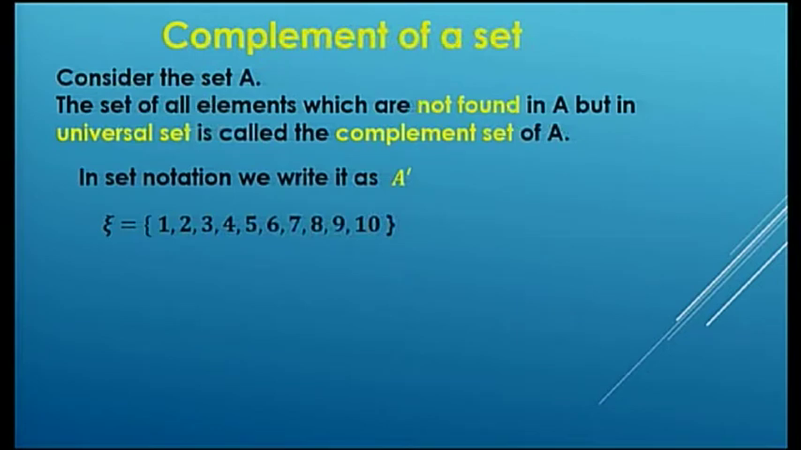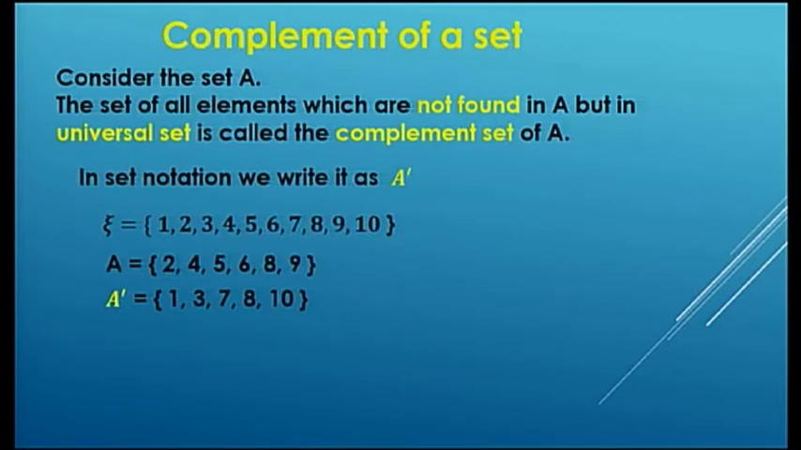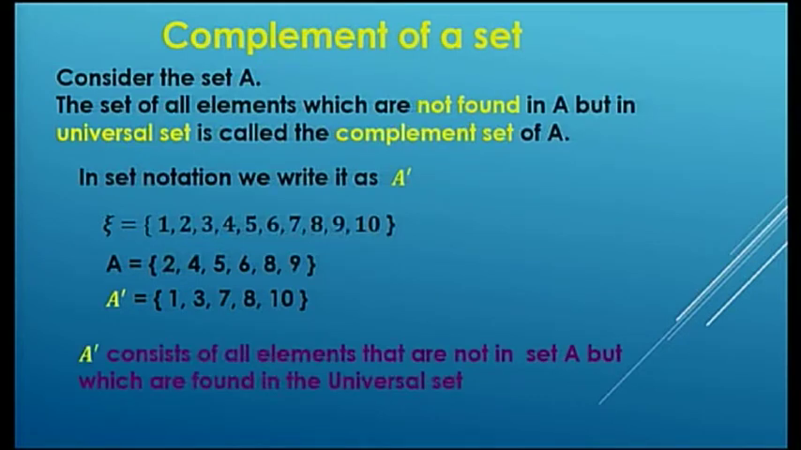For example, if we have the universal set consisting of the elements from 1 to 10, 1, 2, 3, 4, 5 up to 10, and the set A consists of the elements 2, 4, 5, 6, 8 and 9, the complement set of A, written as A dash, is equal to 1, 3, 7 and 10. In other words, set A dash consists of elements that are missing in A compared to the universal set. A dash consists of all elements that are not in the set A but which are found in the universal set.